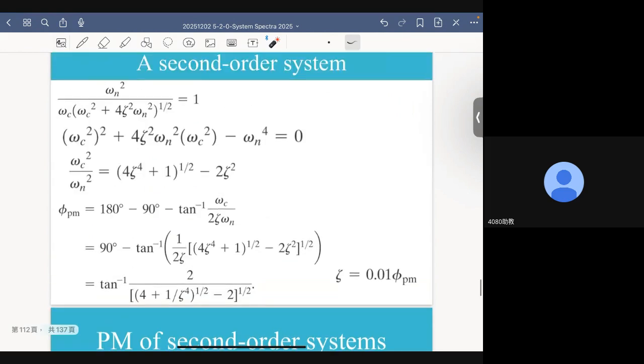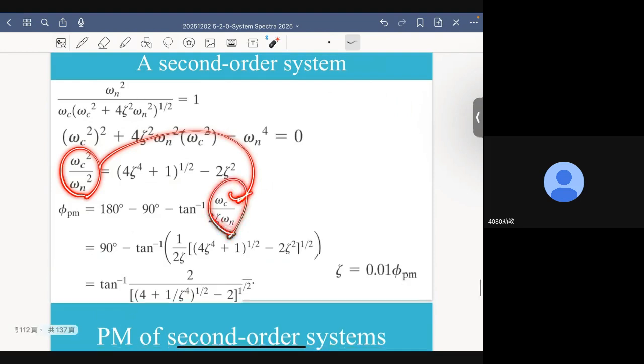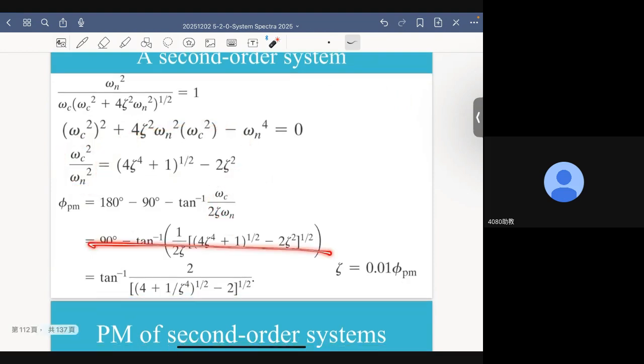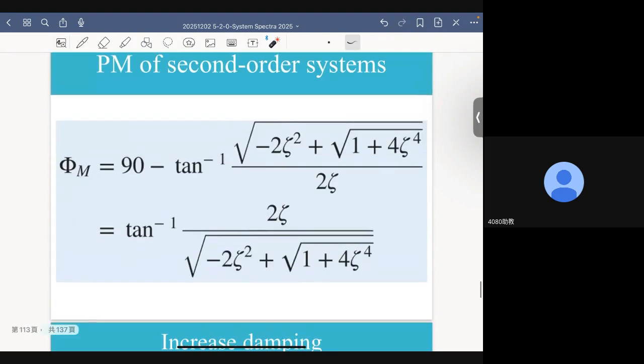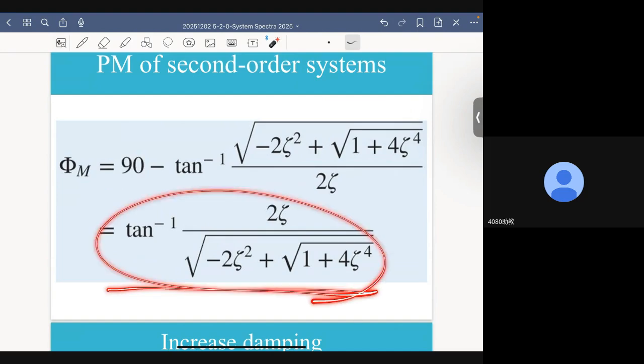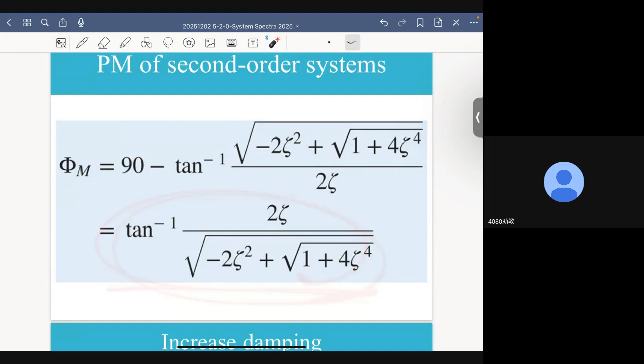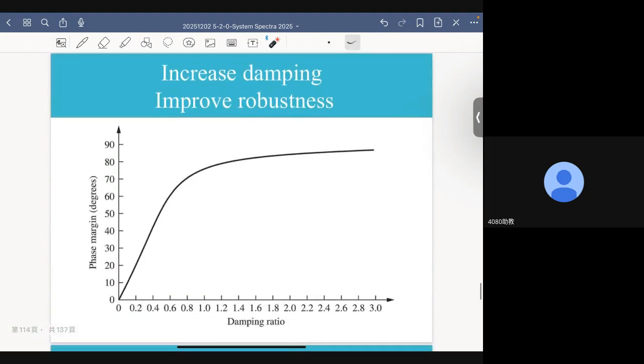Since I already know from this equality the ratio of omega c versus omega n, I can substitute this result into this, and this is what I will get, okay? Eventually, after going through all the mathematical details, this is what I have. Or in another way, this. In other words, this, all right? This looks complex on the surface, but let's just plot this curve.